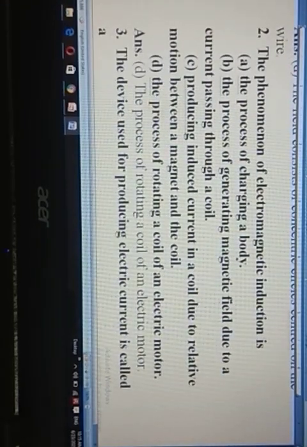Question number 2. The phenomenon of electromagnetic induction is A, the process of charging a body, or B, the process of generating a magnetic field due to a current passing through a coil, or C, producing an induced current in a coil due to relative motion between the magnet and the coil, or D, the process of rotating a coil of an electric motor. The answer of electromagnetic induction is the process of rotating a coil of an electric motor.